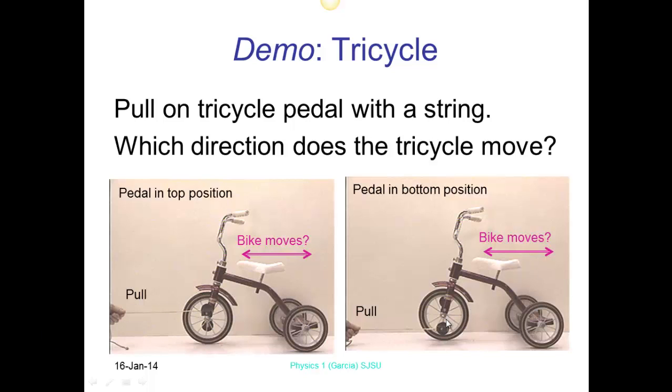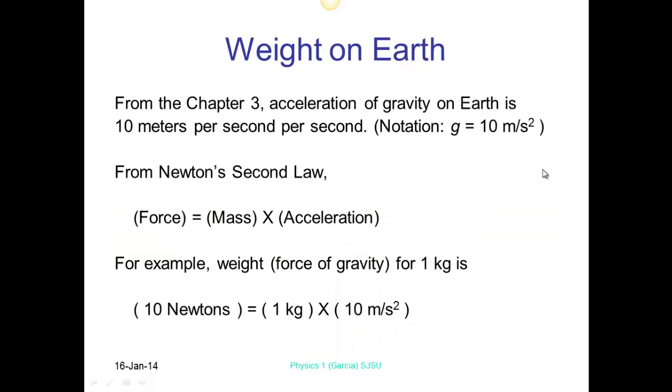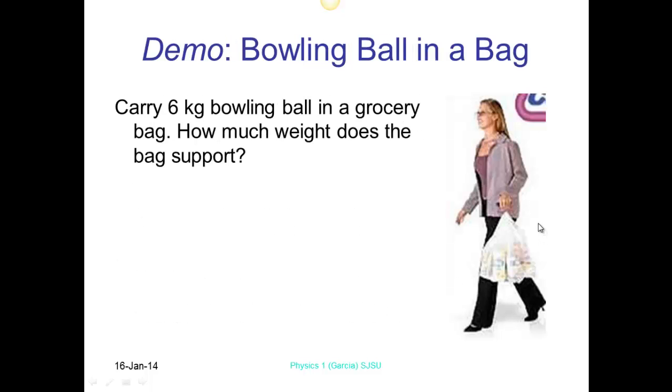If we push on the bottom pedal, then the bike's not going to move at all, is it? Because it's not going to allow that to actually provide a force on the wheels. So weight on Earth, right? So obviously the connection is if you weigh 1 kilogram on Earth, then the acceleration is in fact gravity, 10 meters per second squared, so therefore 1 kilogram is equal to 10 newtons of force.